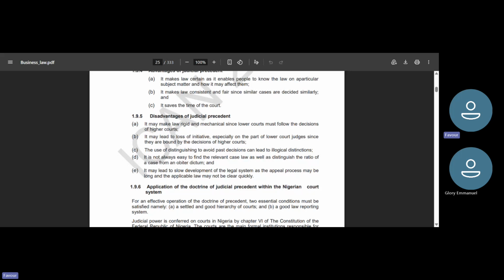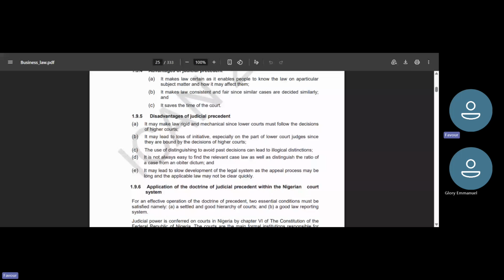And the use of distinguishing to avoid past decisions can lead to illogical distinctions. It's just like saying, oh, remember the situation, trying to say, oh, based on the facts, they are not the same thing. So they can try to bring out illogical reasons just to get a distinction, right?